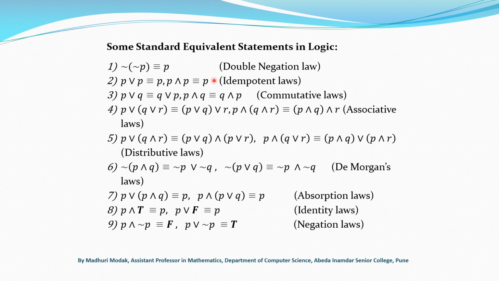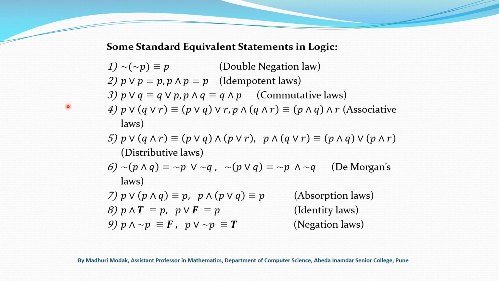Now these are some standard equivalent statements in logic. Now the first is negation of negation P is logically equivalent to P, which is known as double negation law, as there are two negations. Now second is P or P is logically equivalent to P, and P and P is logically equivalent to P, which are idempotent laws. Now one can verify all these laws by using truth table.